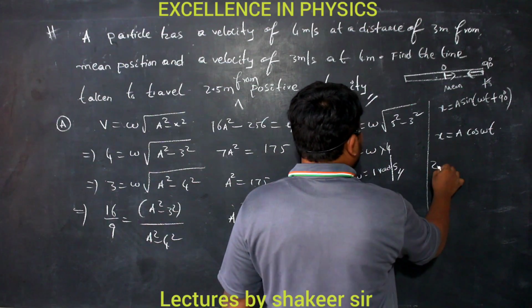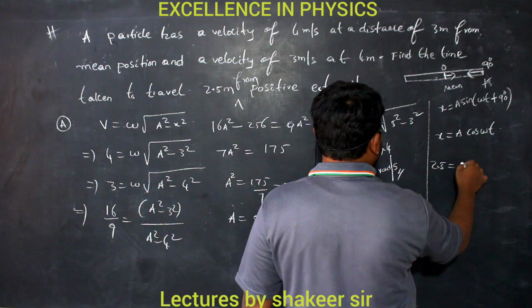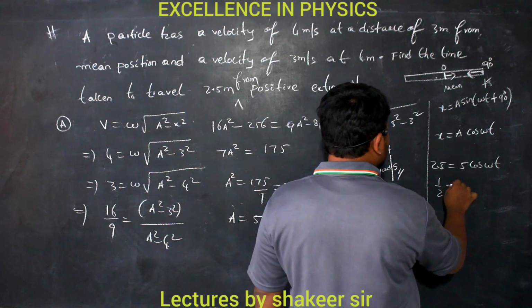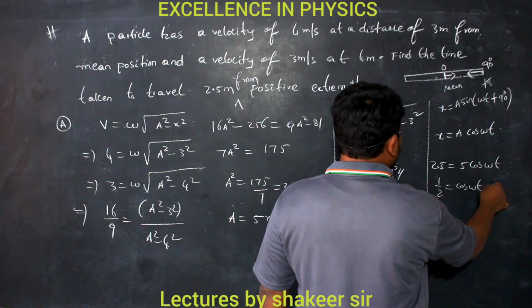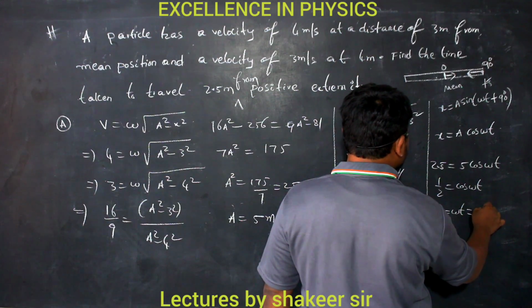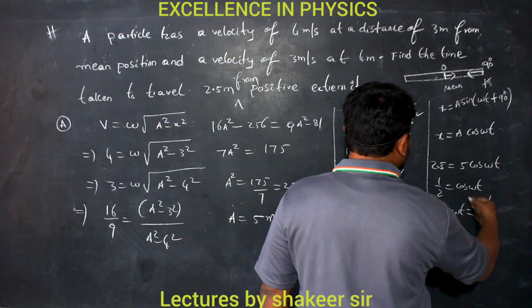So therefore what can I write? I will write 2.5 is equal to the amplitude, which is 5, so 5 cos omega t. So 1 by 2 is equal to cos omega t. Cos omega t will be 1 by 2 only when theta, that is omega t, is equal to 60 degrees, which is pi by 3.